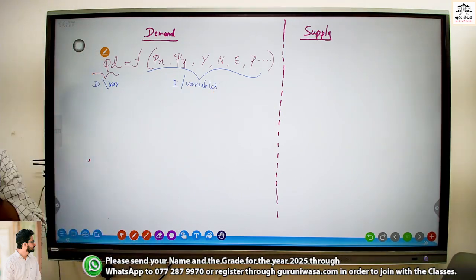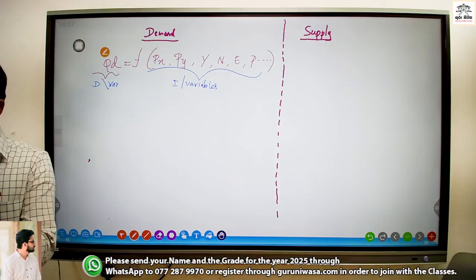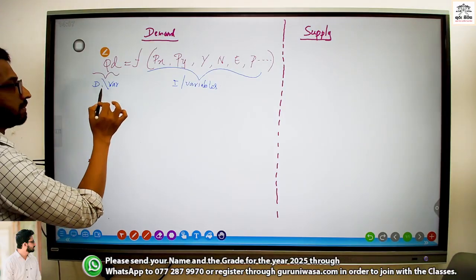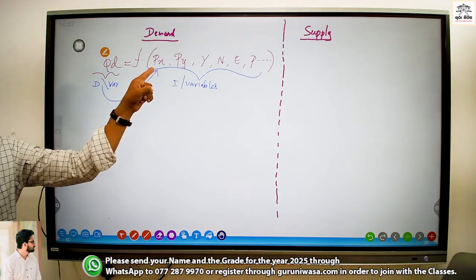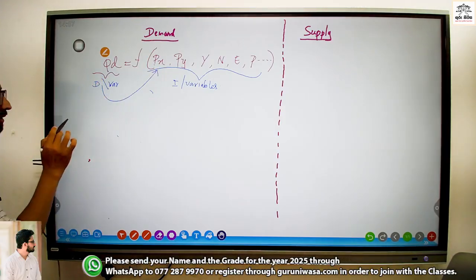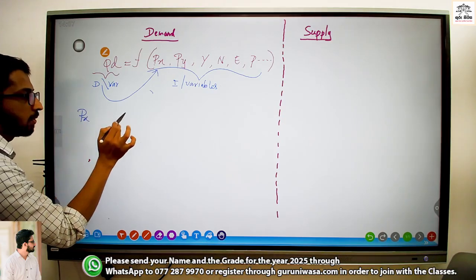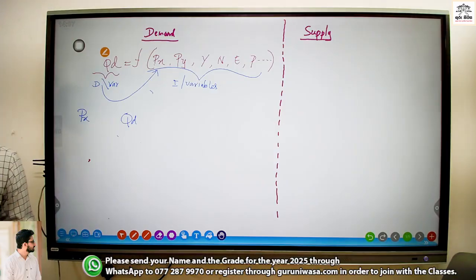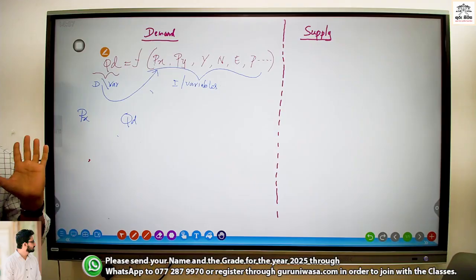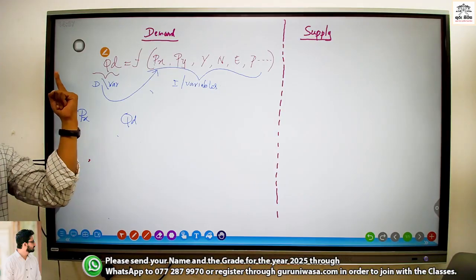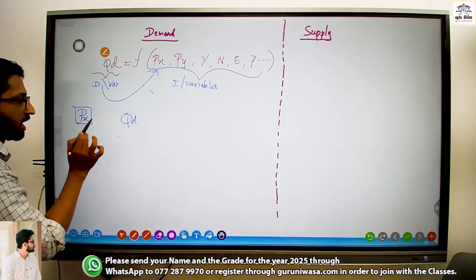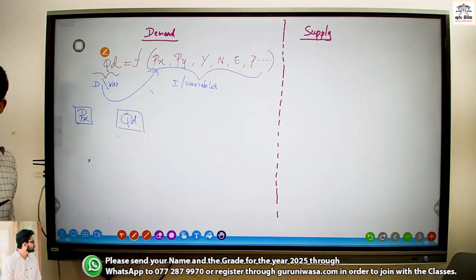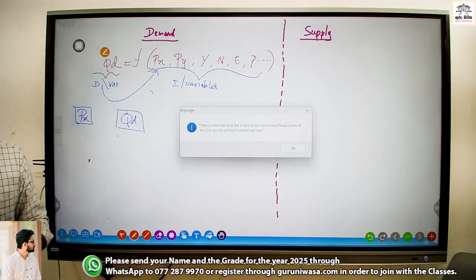Listen carefully. In economics, we calculate a type of elasticity for these two variables. What are the two variables? Price of the concerned good and quantity demand, because these two are functionally related. There's a relationship between these two variables. When price rises, quantity demand falls. So these two variables are functionally related, and we can calculate an elasticity for them.